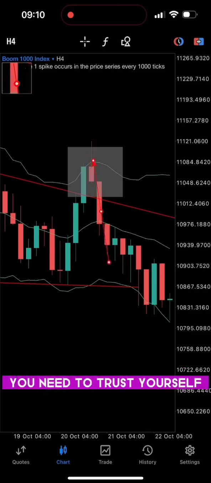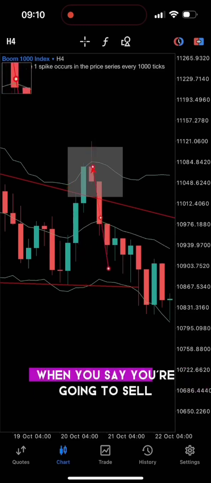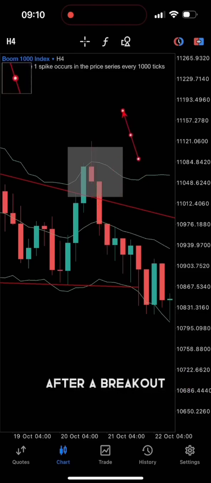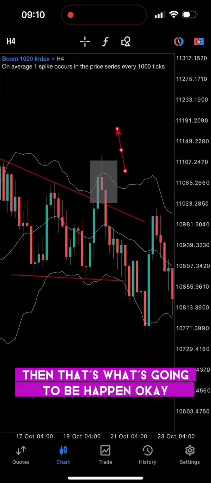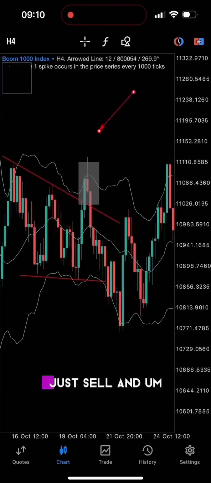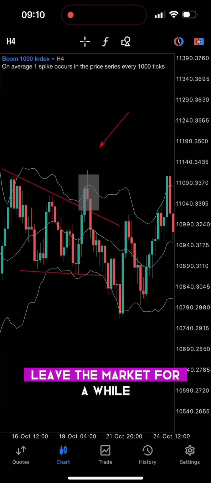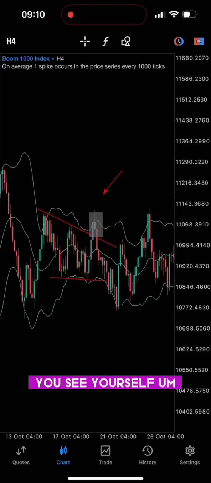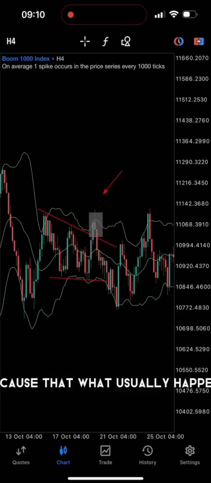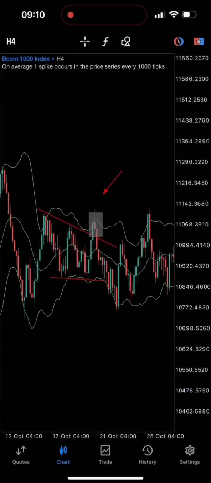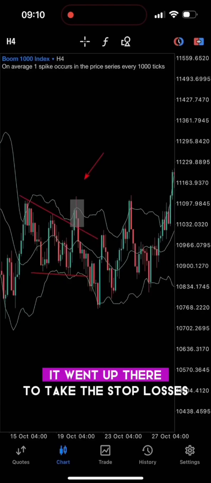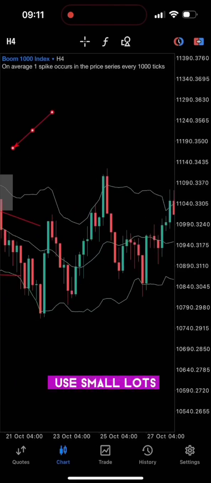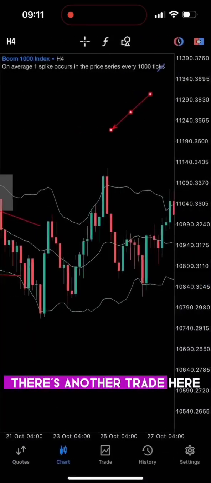You need to trust yourself, okay? When you say you're going to sell, you need to sell. When you say there's going to be a retest after a breakout, then that's what is going to happen. Just sell and leave the market for a while. This is 4 hours. You just count 4 hours, come back after 4 hours, and you see yourself taking your profit, because that's what usually happens. Why did it go up there? It went up there to take the stop losses of people like you. You need to stay in the market. Use small lots next time. Here, there's another trade here.